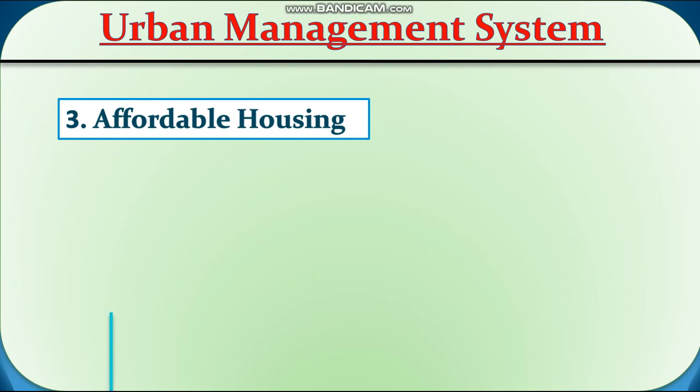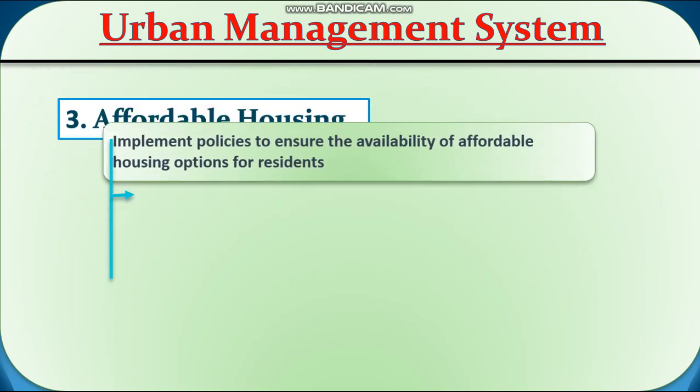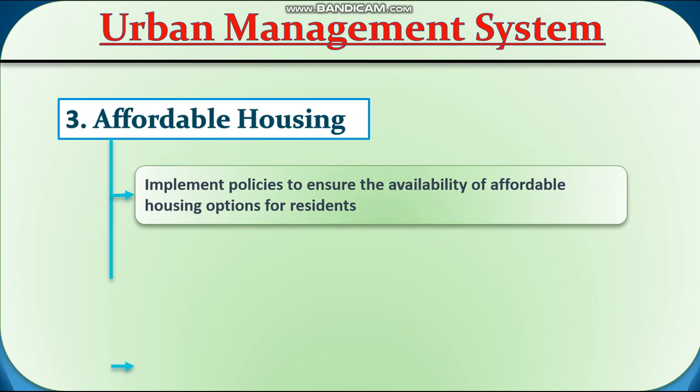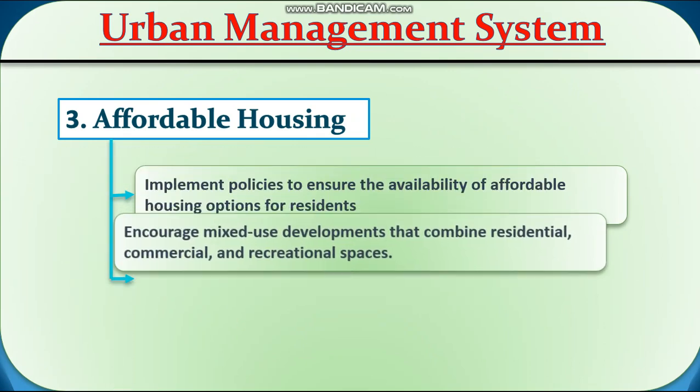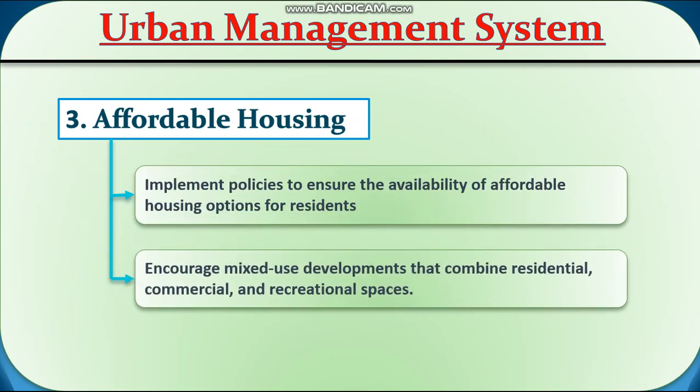Number 3, affordable housing. Implement policies to ensure the availability of affordable housing options for residents, and encourage mixed-use developments that combine residential, commercial, and recreational spaces.